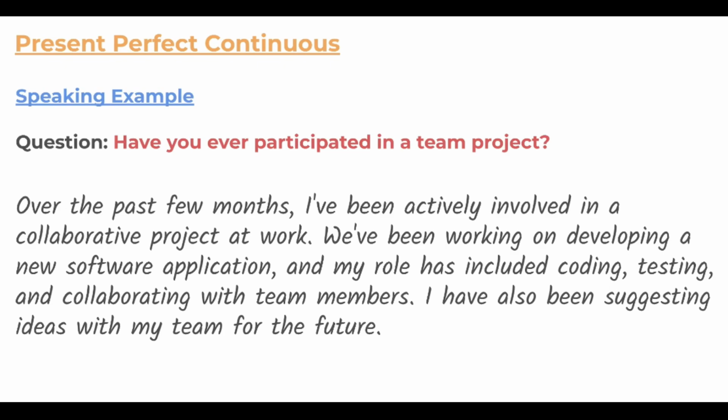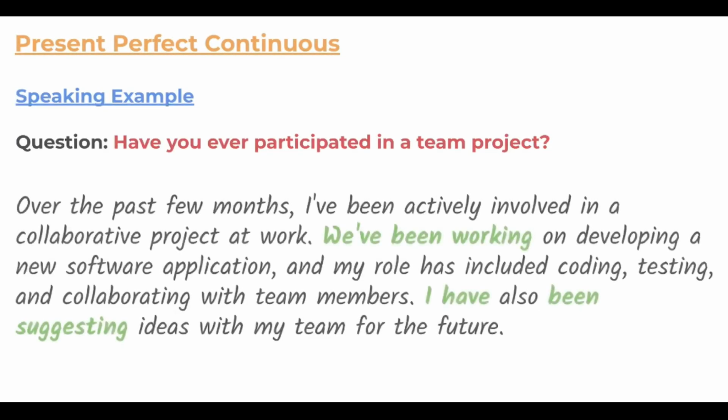Okay, so maybe you can remember how to form this tense. If you can, can you spot it here? Do we need any auxiliary verbs? Do we need any types of participles, maybe? Giving you a clue there. Let's see how we've done with this one. So, present perfect continuous. We've been working. So we need our have, our been, and our present participle this time with the ing. We've been working. I have been suggesting. There we go. A few examples there.